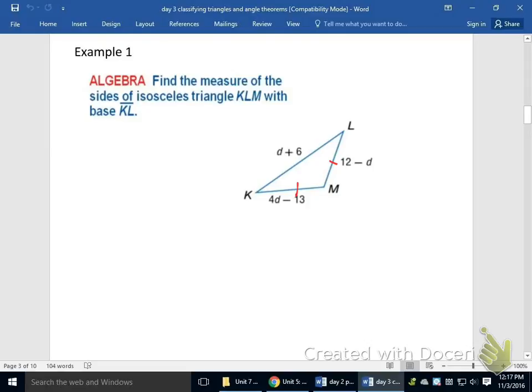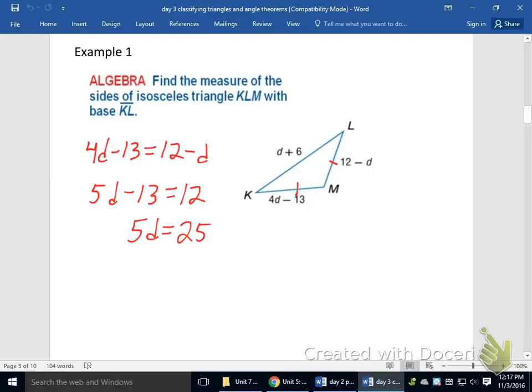parts. So what I would do is go ahead and say that 4D minus 13 equals the 12 minus D. And solve for it from there. I'm going to add D to both sides to cancel it out from the right. Add the 13 over. And divide by 5. D is equal to 5.